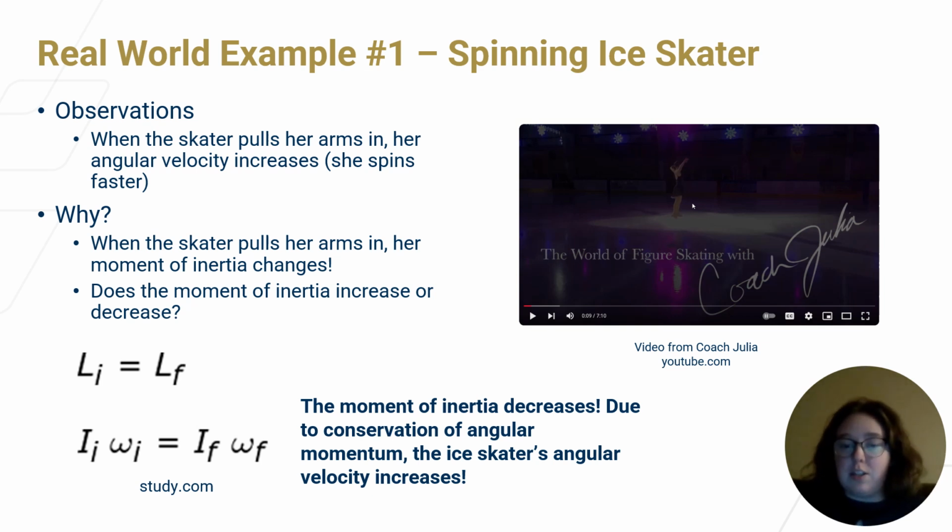Given our conservation of angular momentum equations, we can see that our moment of inertia I and our angular velocity omega are inversely proportional. That means basically when one goes up, the other one's going to go down. From our observation, we saw that as she brought her arms in, her angular velocity increased. So if our angular velocity is increasing, we can fairly deduce that our moment of inertia is decreasing.